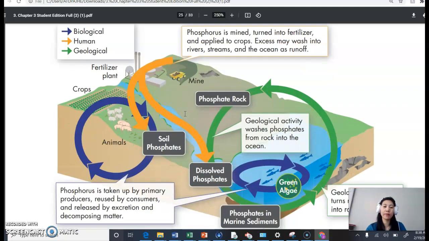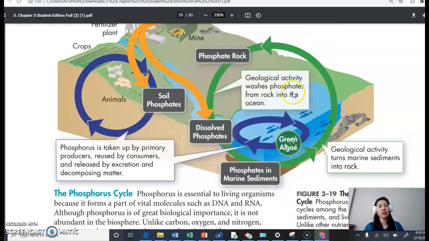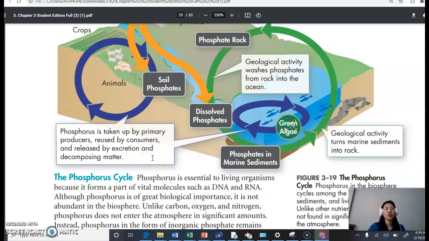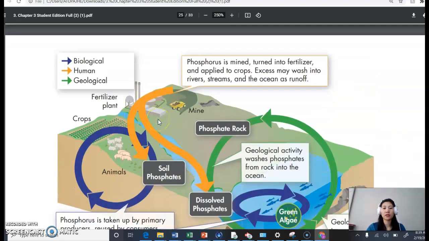Next one is phosphorus. Phosphorus is mined. It's turned into fertilizer. Fertilizers are put on plants to give them more nutrients, and it's applied to crops. Excess may wash into the rivers, streams, and the ocean as runoff. So those are the excess. What about phosphorus? It's taken up by primary producers, reused by consumers, and released by excretion and decomposing matter. So this is the phosphorus cycle.